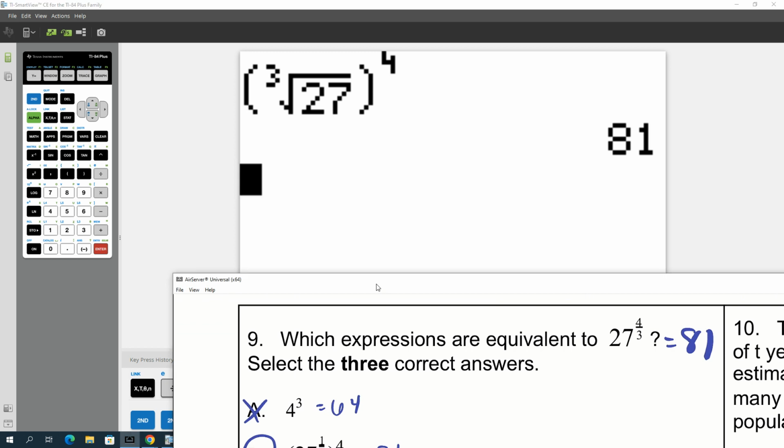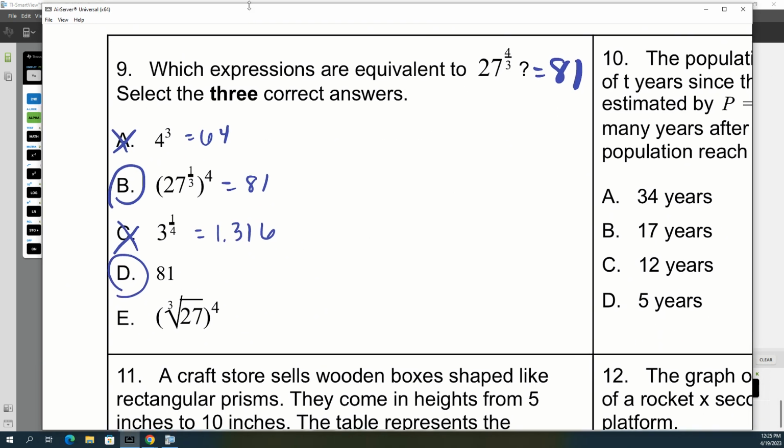That gives you 81. And I would love for you to know why, to be able to do that without the calculator, because it could be on the non-calculator later part. So whenever you do a fraction exponent, whatever is the denominator is the type of root, and whatever is the numerator is the power.